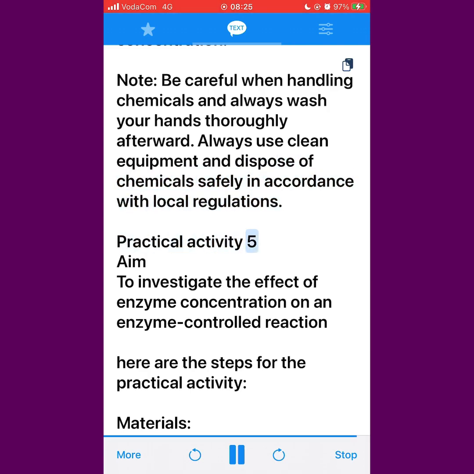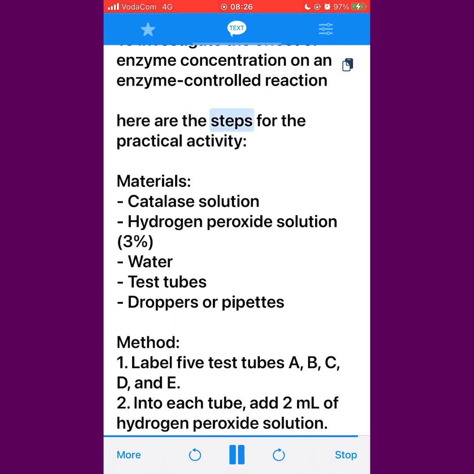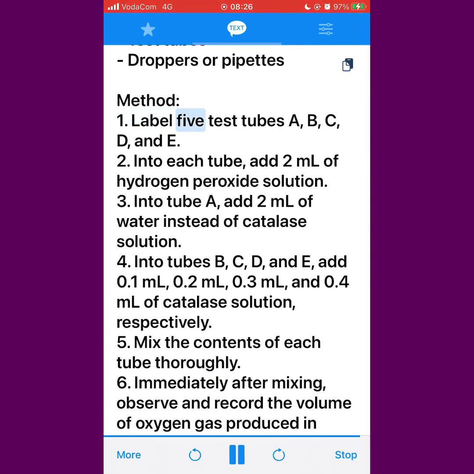Practical Activity 5. Aim: to investigate the effect of enzyme concentration on an enzyme-controlled reaction. Here are the steps for the practical activity. Materials: catalase solution, hydrogen peroxide solution, 3%, water, test tubes, droppers or pipettes. Method. 1. Label 5 test tubes A, B, C, D, and E.